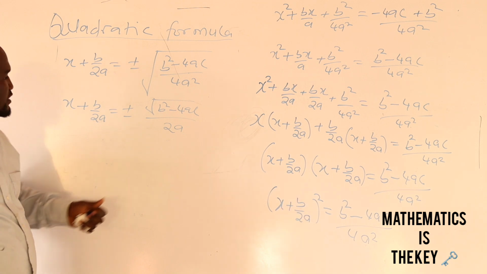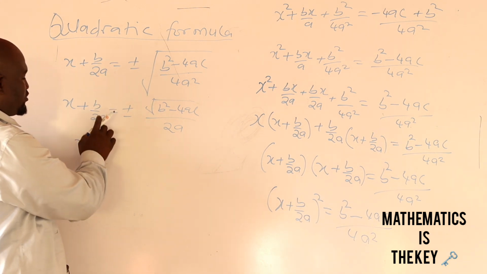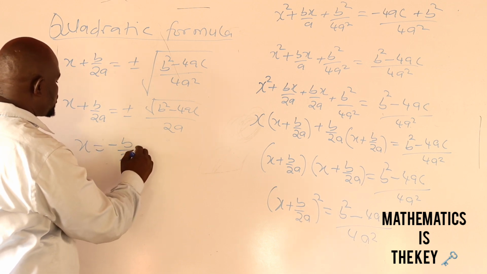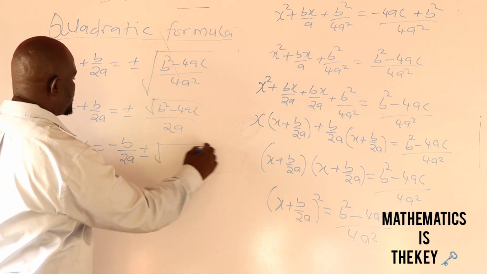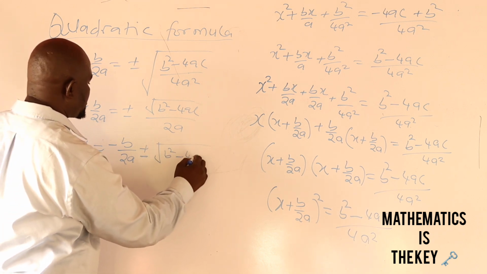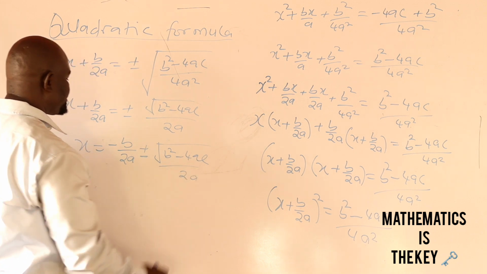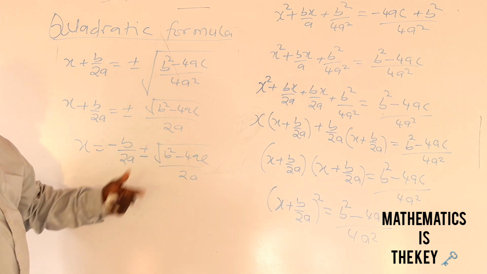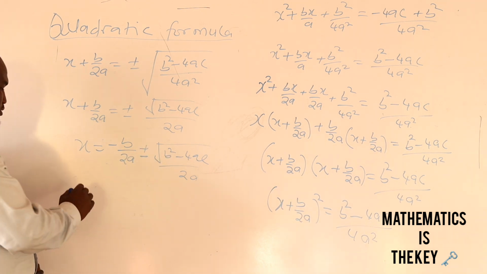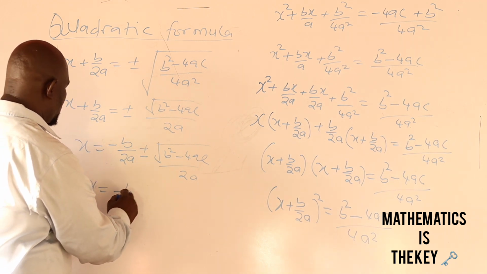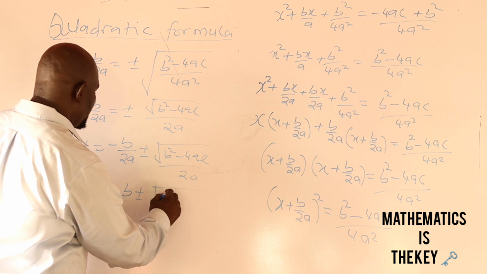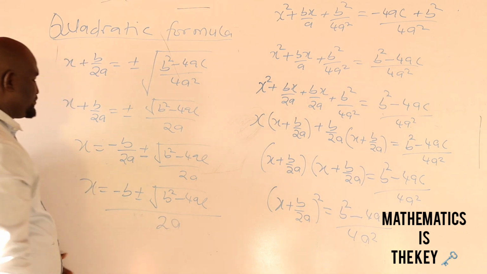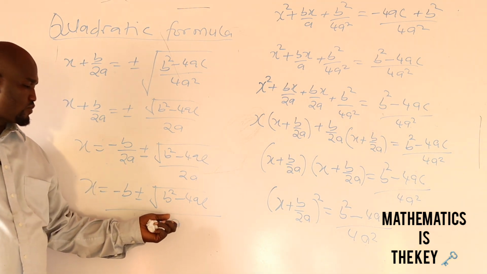Then finally, if we take b over 2a to the other side of the equation, we will have x is equal to minus b all over 2a plus or minus the square root of b squared minus 4ac all over 2a. These are two fractions of the same denominator. We can simplify them by adding their numerators. Then we'll have x is equal to minus b plus or minus the root of b squared minus 4ac all over 2a. So this formula is called the quadratic formula.